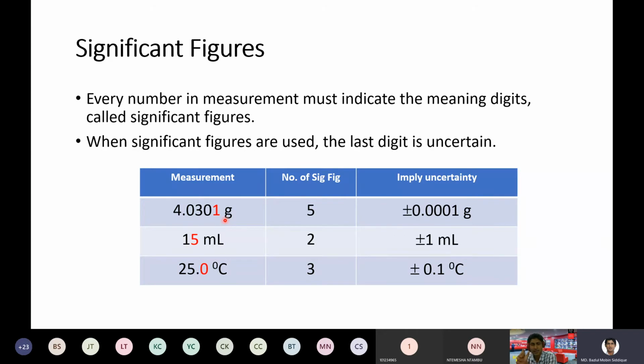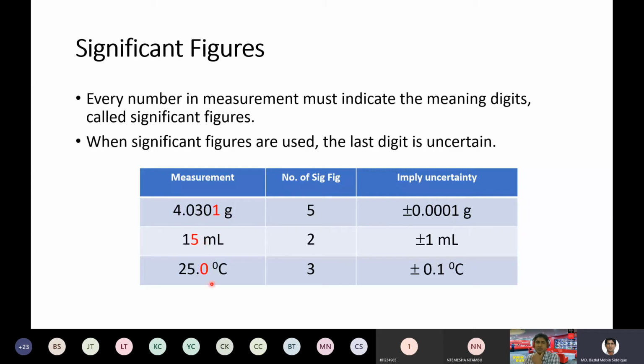So for a valuable thing, or when we need to be very precise, the highest uncertainty is implied there. For this case, the uncertainty is 0.0001, one part in 10,000. If I change even one part in 10,000, I will know that, okay, it is not the same, right? So this is the idea of significant figures.